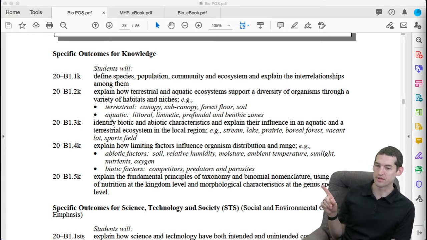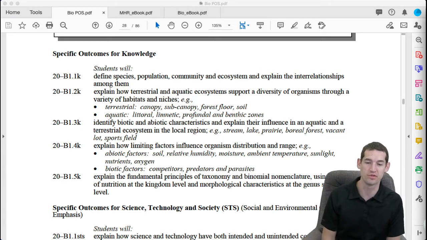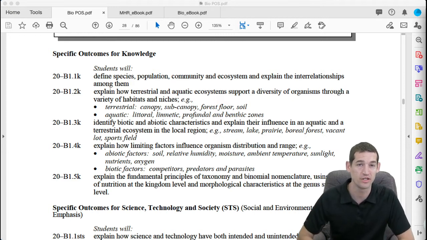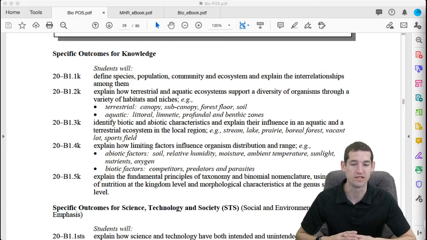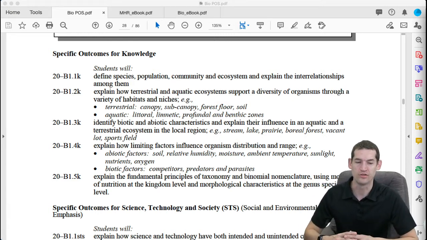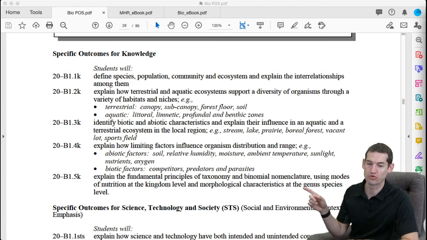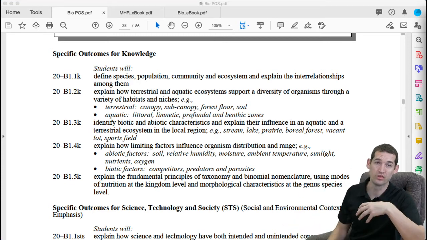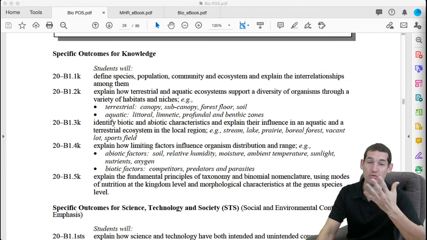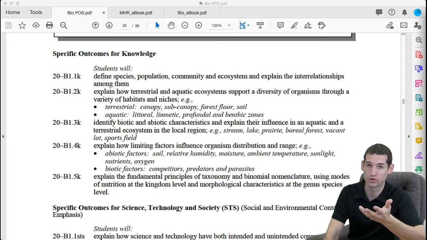And then this last part right here is explain the fundamental principles of taxonomy and binomial nomenclature. That's what we just did in 5.1. It's a short lesson. Hopefully it made sense to you. And using basically modes of nutrition at the kingdom level, meaning at that broad level we're looking at, for example, are you an autotroph or are you a heterotroph?